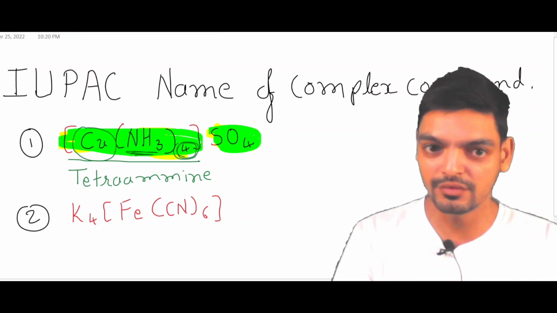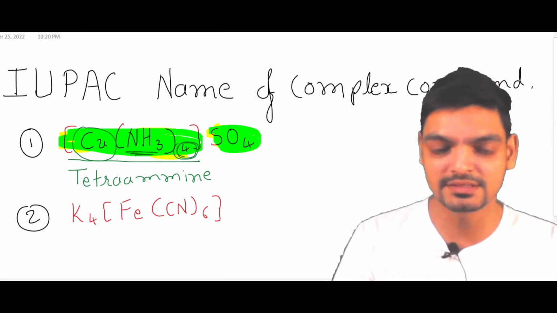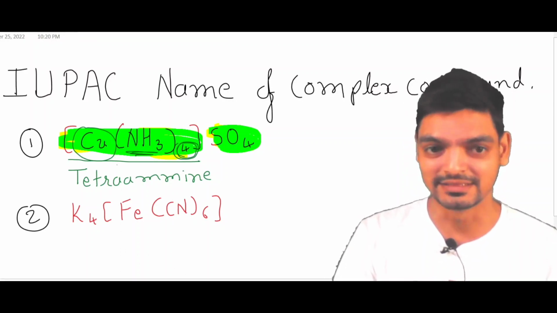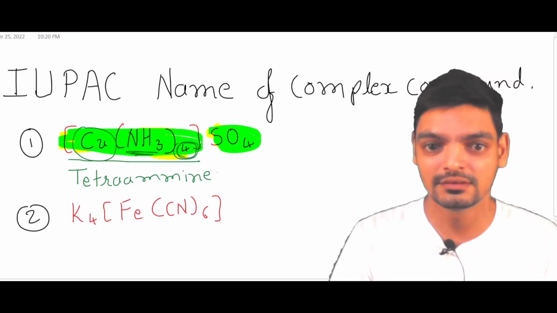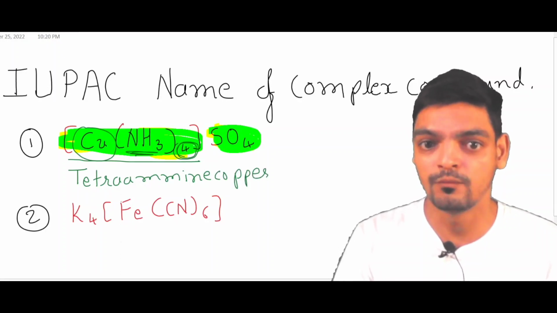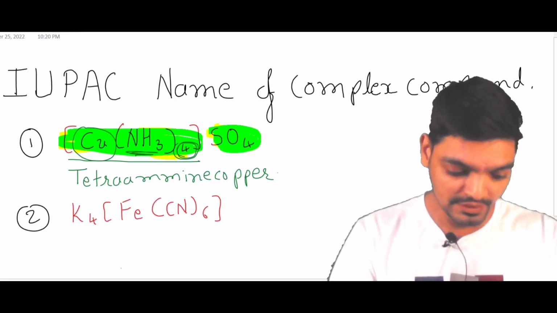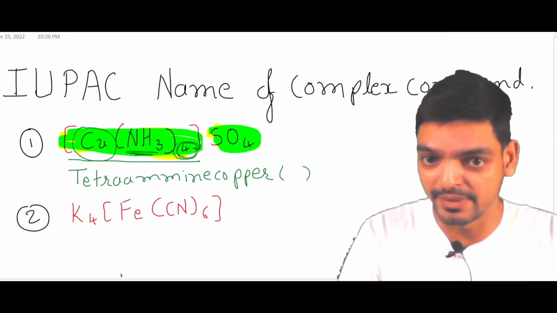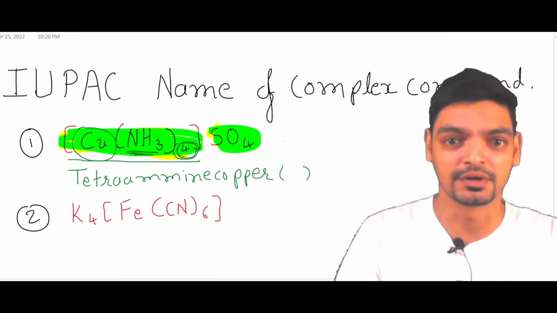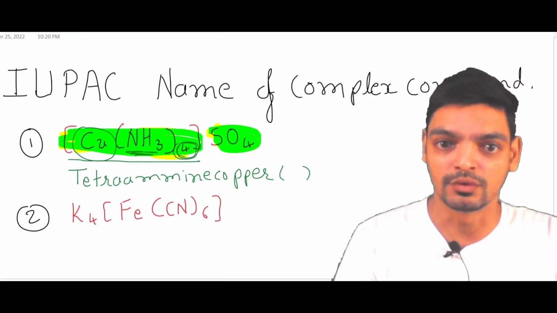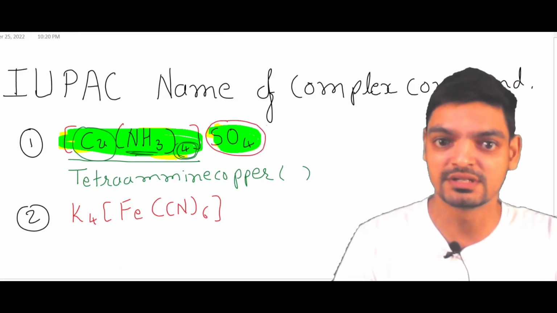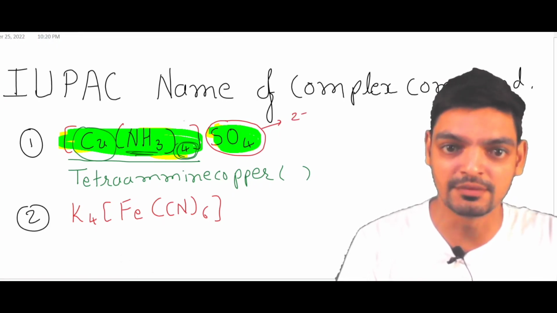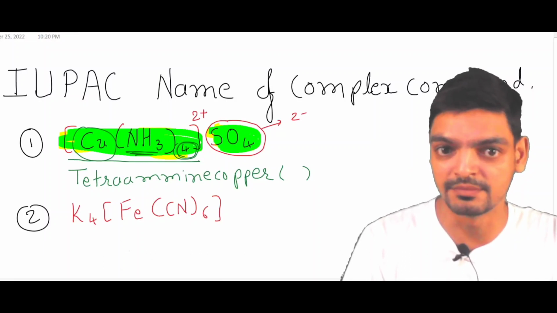Then, because this is a positively charged complex ion, we will write the name of the metal ion as it is. So we will write copper without leaving a space. And the most important thing, we need to write down the oxidation number of the copper in a bracket. So what is the oxidation number of copper? Here you can see that the SO4 is negatively charged, so its charge will be 2 minus. So this complex ion will be positively charged and its charge will be plus 2.